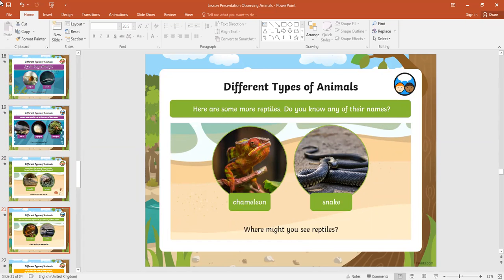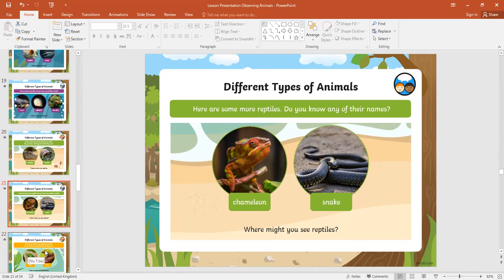Do you know any of the names? This is a chameleon and this is a snake. Where might you see reptiles? Have a little think. You can pause the video and you can chat with someone in your household.